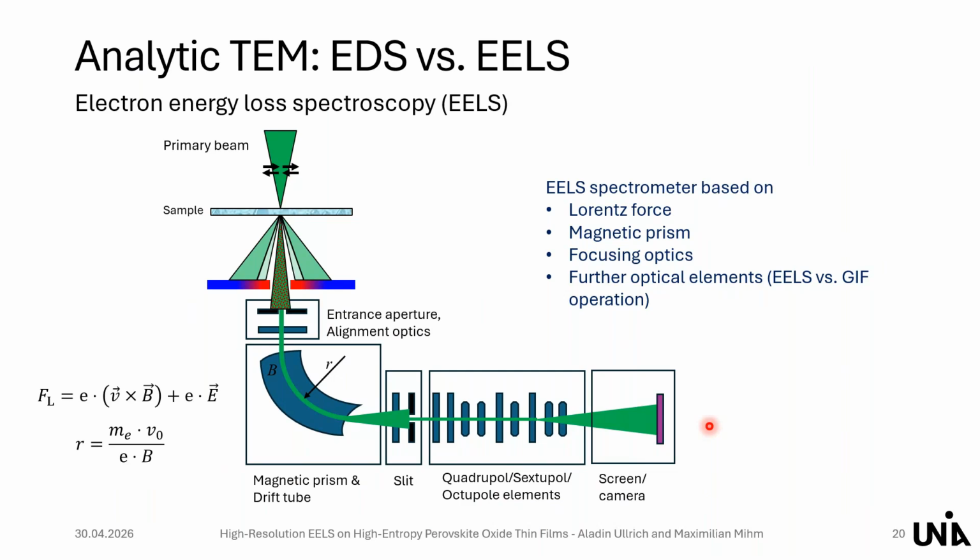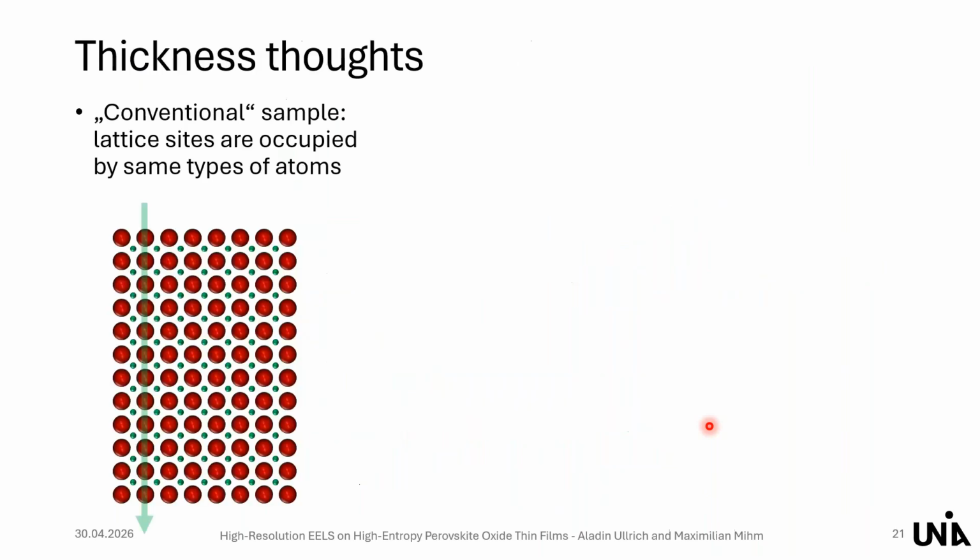So let's think about the sample again. A conventional sample, so that means a non-high entropy sample, if it's a crystalline sample, has the atoms arranged in a very periodic pattern. When the electron beam is transmitted through the sample, as indicated by this greenish arrow, it hits many atoms of the same kind, and you will expect a quite strong signal in all kinds of techniques. In EDS, you get a strong signal. In EELS, you also expect a very strong signal.